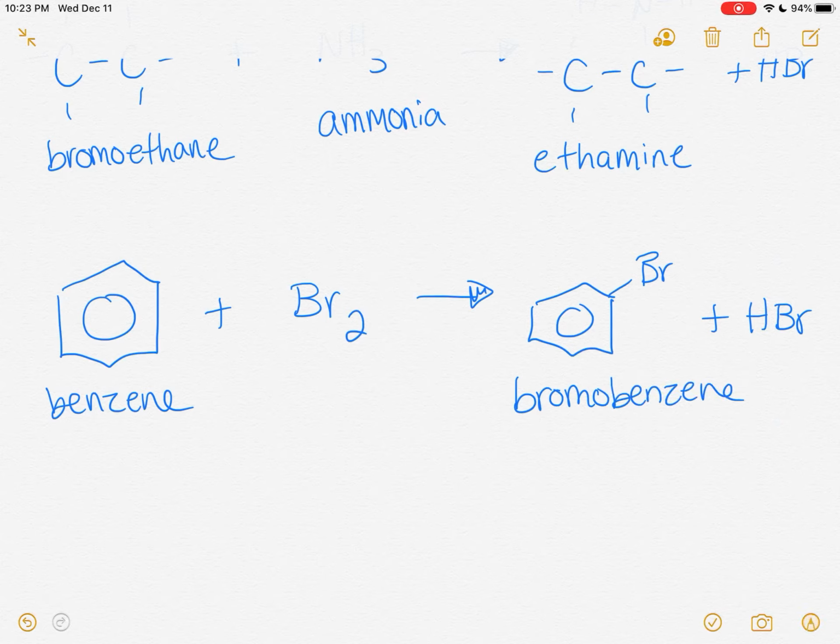And so you could keep substituting bromines onto your benzene ring, and so you could make multiple bromines substituted or multiple different halogens substituted onto our benzene ring.